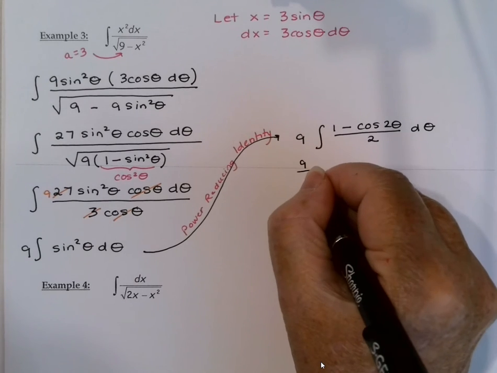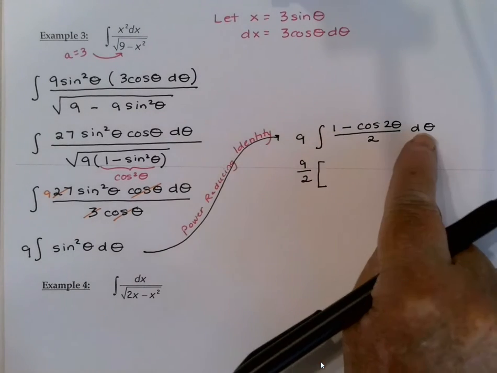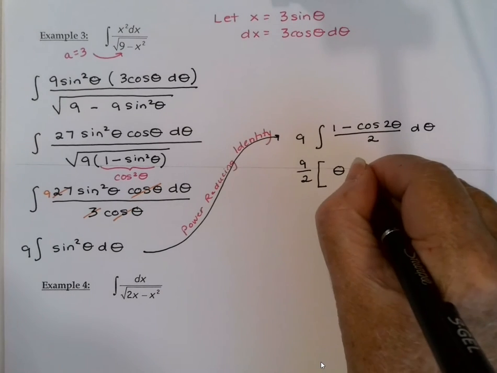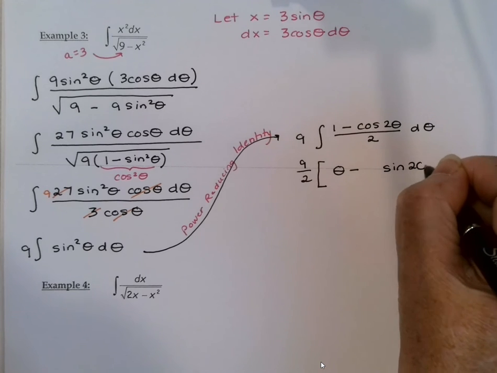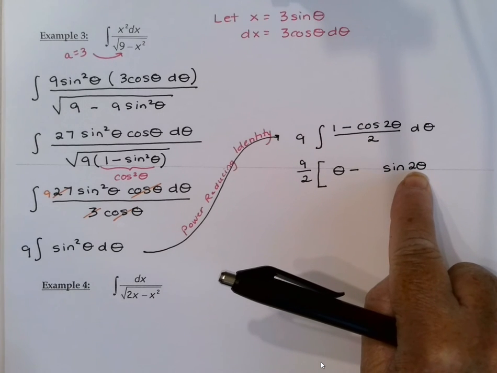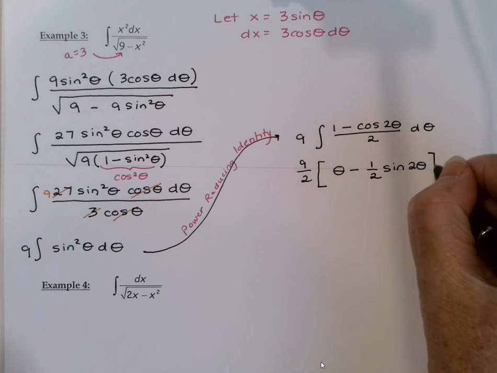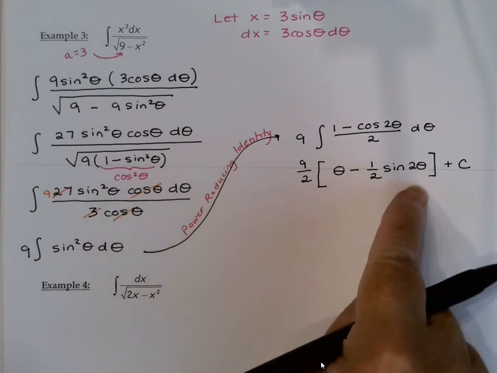I'm going to pull the 2 out, so that's 9 halves. And then the integral of 1 d theta is theta minus the integral of cos 2 theta, which would be sine 2 theta. And notice there's a little bit of a u substitution there. U would be 2 theta, which is going to cause me to have a 1/2 out here. All right, my integral is basically done. I am ready to go back and get the thetas out of there.